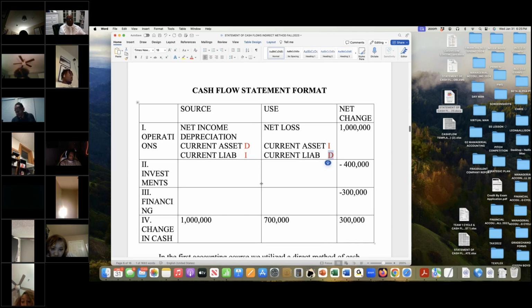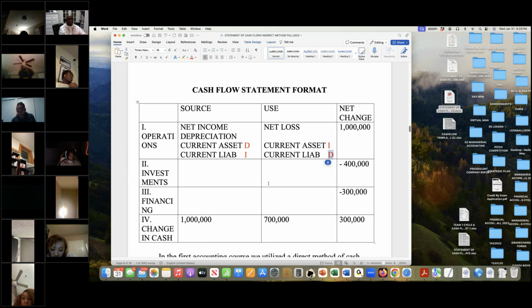So those are the main items that we're going to find. In operations, it is net income or loss, depreciation. If the current asset decreases, it would be a source of cash. If it increases, a use of cash. When you buy something, your cash goes down. When you sell something, it goes up. Current liabilities, if you borrow something, your cash goes up. On the other hand, if you pay it, it goes down.